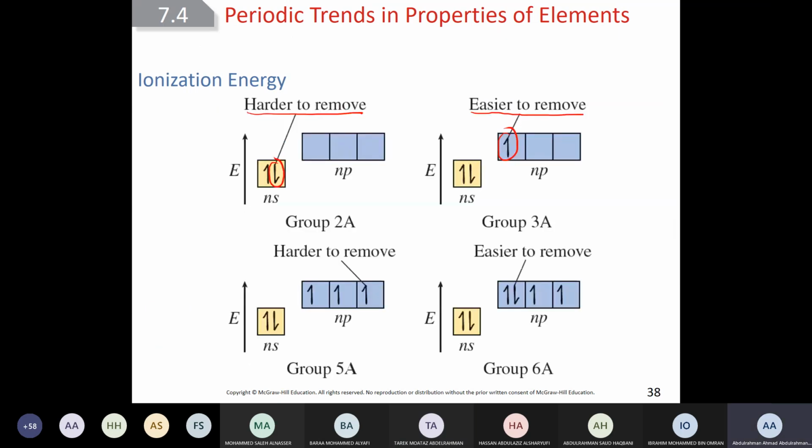Because this is nitrogen, and this is oxygen. See, you have 3 electrons, 1, 2, 3, but here you have 4, 1, 2, 3, 4. What's happening to these 2 electrons? They repel each other. As a result, what will happen? The electron will be removed easier. Is this easy? I hope.